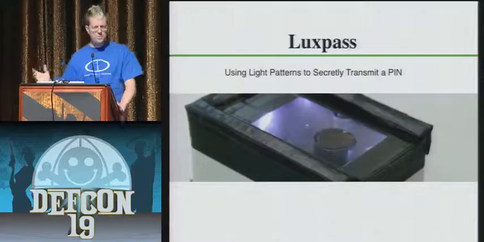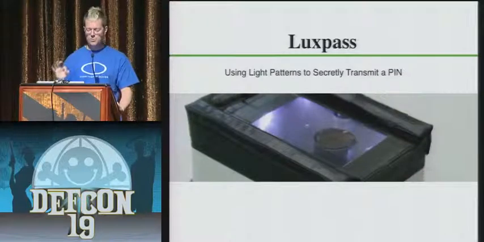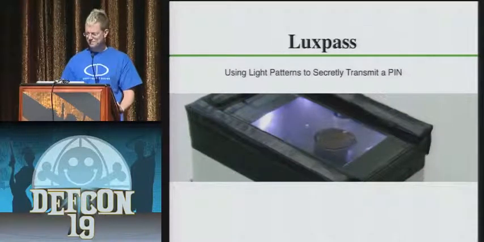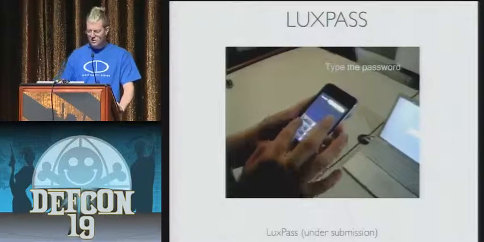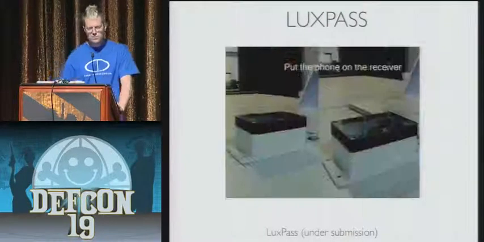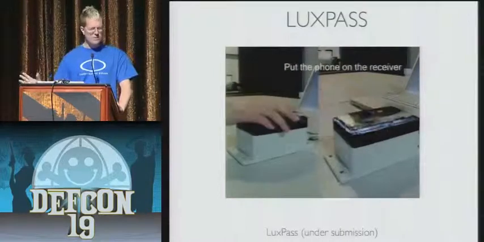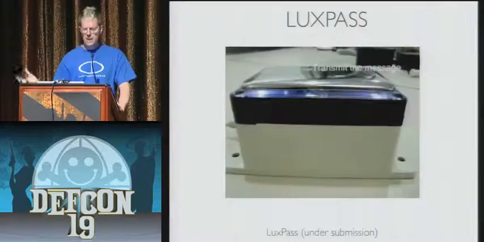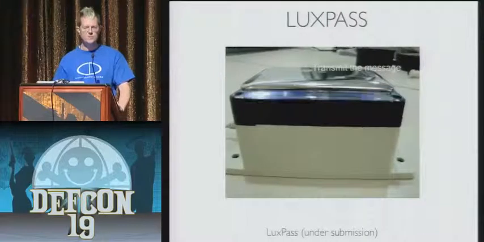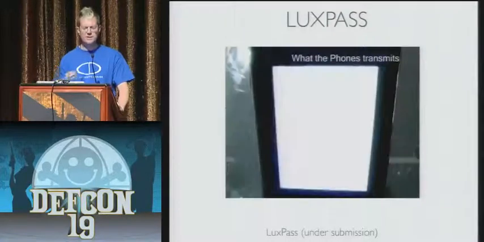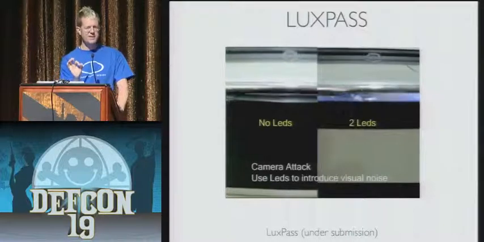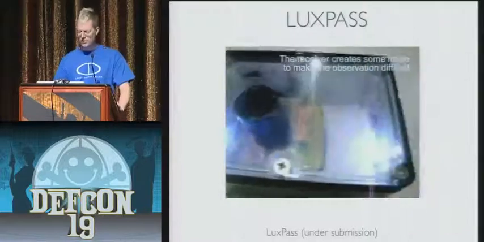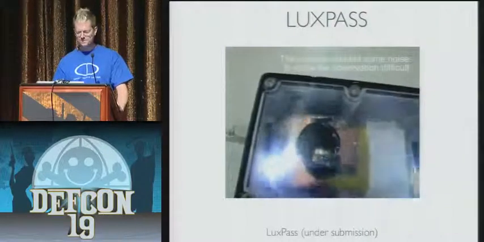So here's a prototype of a system that performs this communication using light. You enter the password by whatever means necessary on the phone, and then place it on the receiver, where it is transmitted with light. And you can see a lot of flashing leaking out from that. That's because there are specifically LEDs in there to introduce visual chaff, to prevent any recording and replay attack.